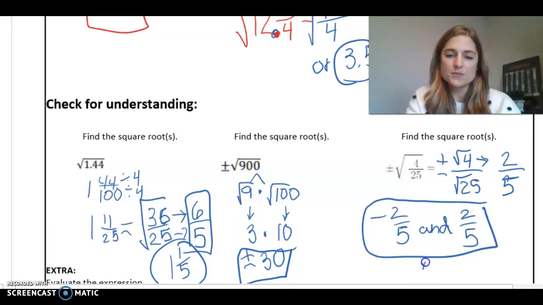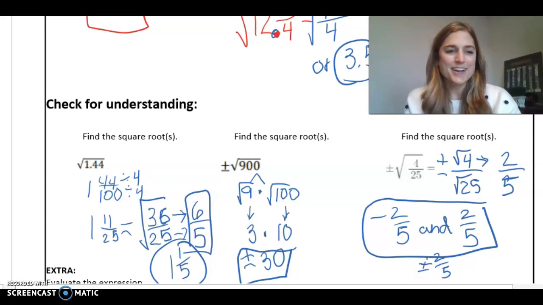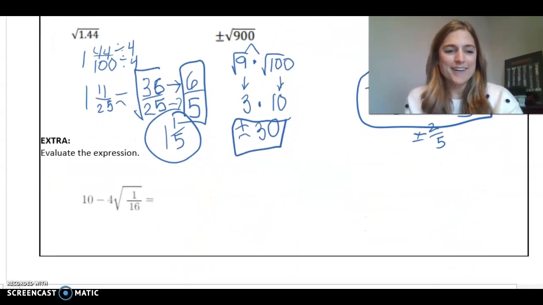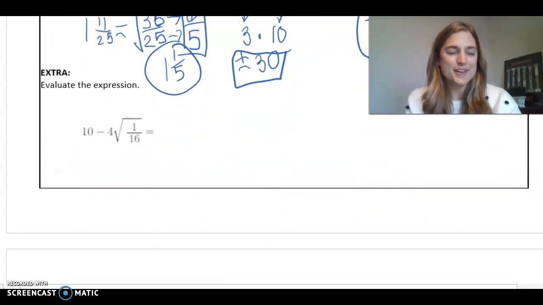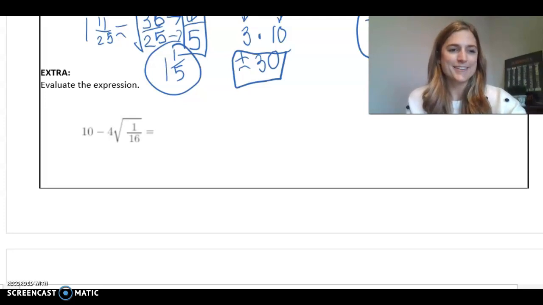So you can also do plus minus 2/5. Same thing, but just 2 ways to write it. All right, last but not least, guys, I have this awesome extra evaluate the expression problem. So give that a whirl, pause the video, and then we'll get back at it.